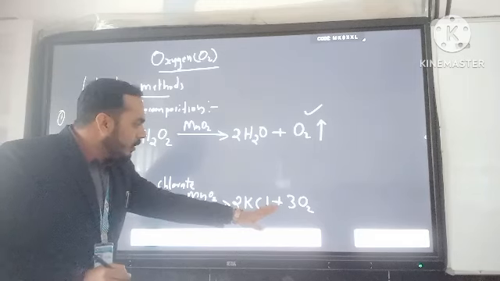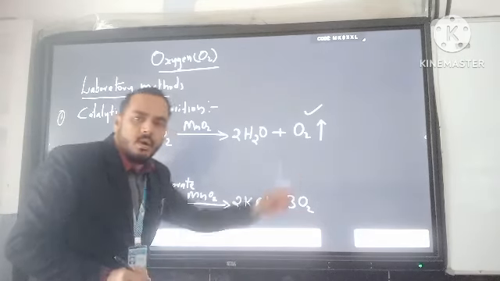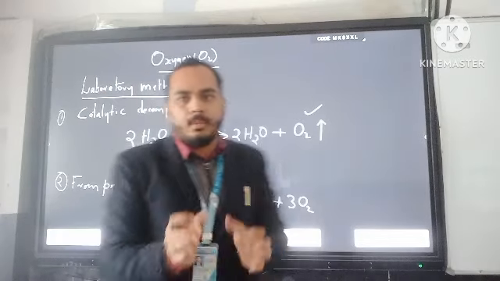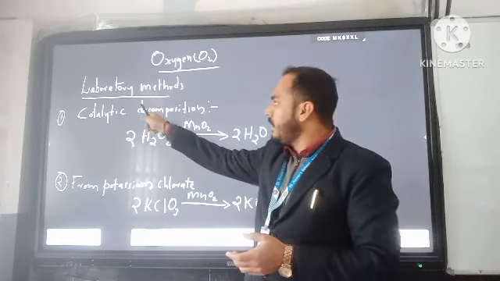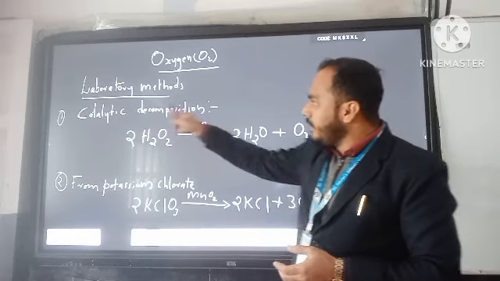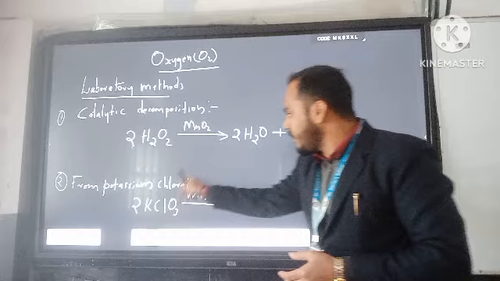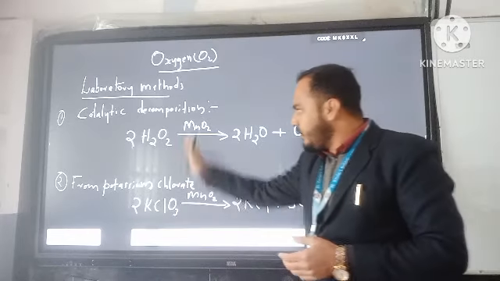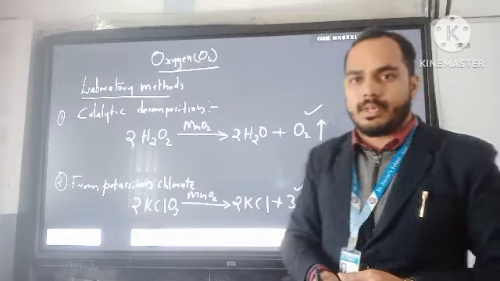So according to this method, it is easy to separate the oxygen. These two methods, all of you want to learn properly. The first method, catalytic decomposition, and the next one, from potassium chloride. According to these two ways, it is possible to separate the oxygen.